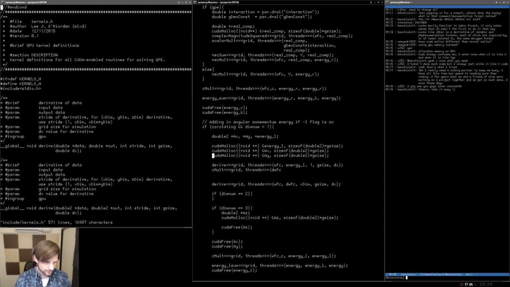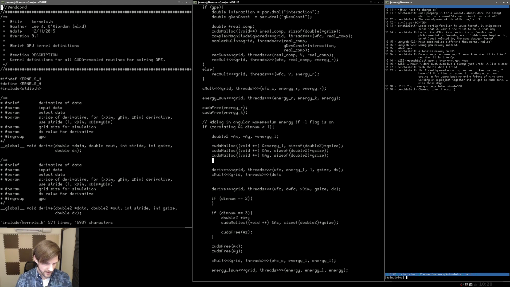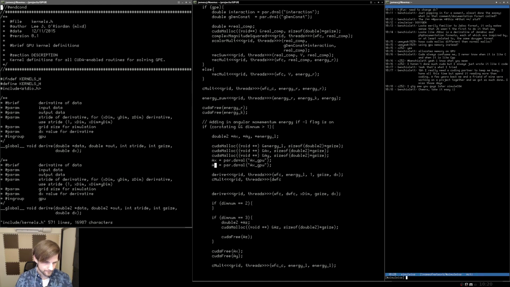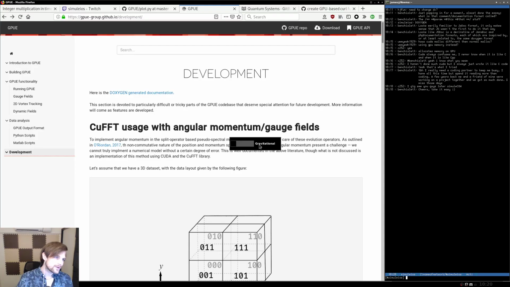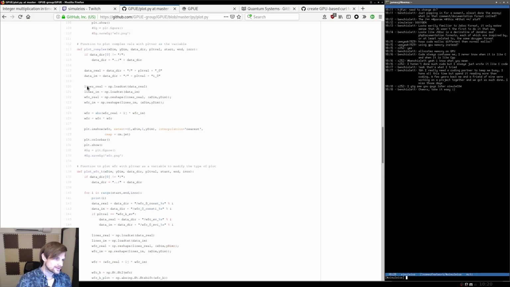So AX is going to be equal to par.dsval of AX GPU. We want the GPU pointer here. Then we're going to do the same for AY, par.dsval AY. And now we have to make them complex because I'm an idiot. So now we're going to pop down here and use the make complex function. I'm going to be honest, I'm just going to grab what we had before. I shouldn't have written over it.